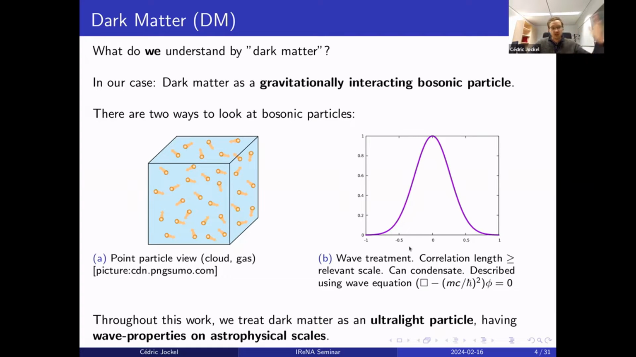But on macroscopic scales, to study the Earth's atmosphere, for example, the small wave properties of the molecules usually will not be relevant. But what happens now if we have some kind of particle which has wave properties on astrophysical scales? And this is the realm of ultralight particles, which is exactly how we will model dark matter in a way.